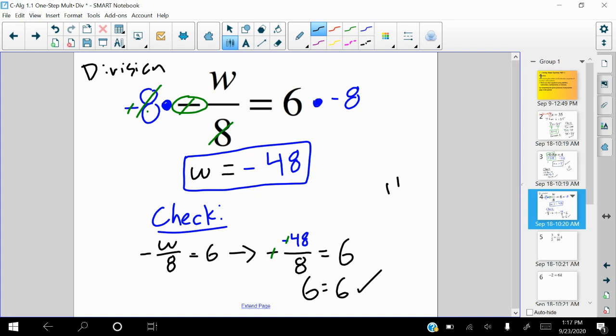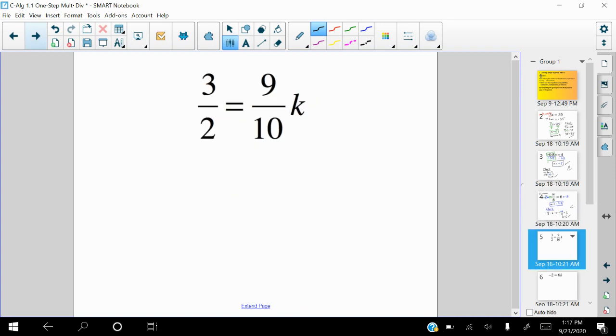All right, folks, we are almost done. We have one more problem that I want to run through with you. Let's talk about this problem here. So we have 3 over 2 is equal to 9 over 10k. Okay? So this is a little bit different. When we had something that looked like this, we would divide by 9 on both sides, right? That's what we would do for that kind of problem. But we're going to be using that same idea here. We're going to have to divide by that coefficient. So we're going to divide by 9 over 10.